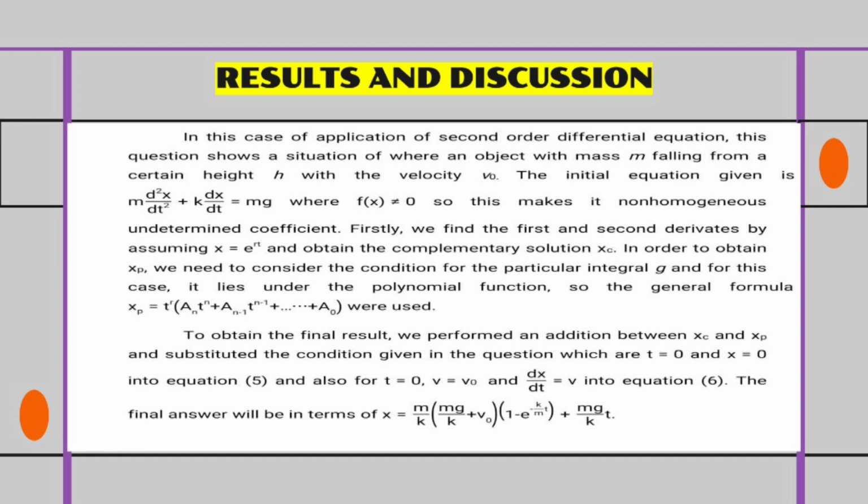To obtain the final result, we perform an addition between the general solution and particular solution and substitute the condition given in the question, which are t equals 0 and x equals 0, into equation 5, and also for t equals 0, v equals v0 and dx over dt equals v into equation 6. The final answer will be in terms of x.